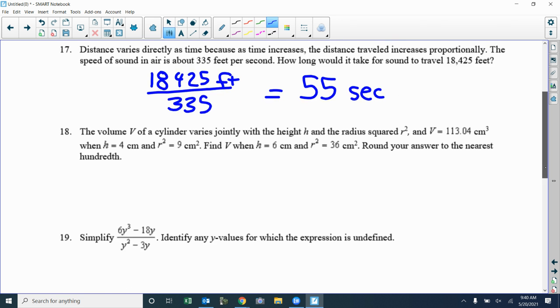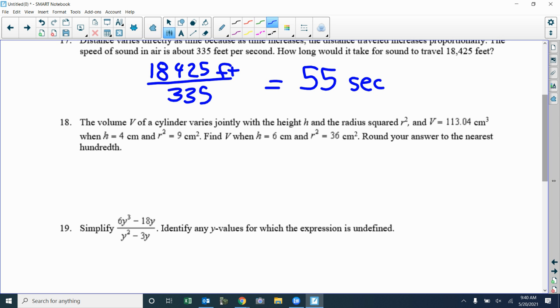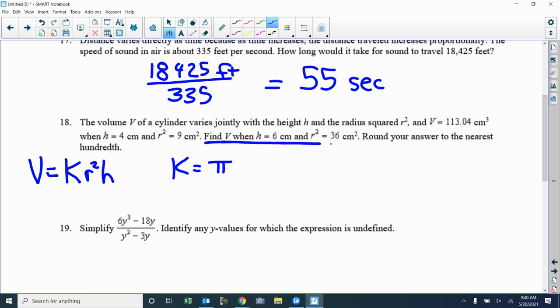Number 18, the volume of a cylinder. I give you the first information. It should be volume is equal to some K R squared height. Well, I'm going to tell you straight up that K for this problem is pi. So then you're going to come here and just figure that out.